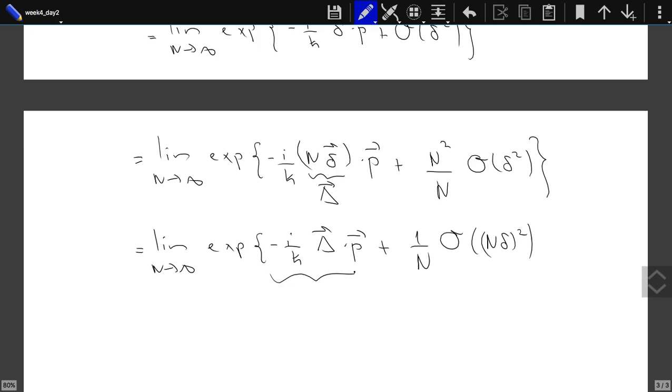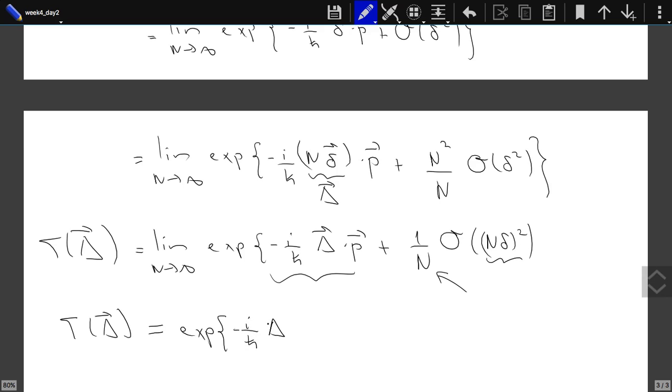Now you see, this first term is now independent of n. Delta was fixed. I'm looking for translation by delta, which is a finite translation. N times delta is a fixed number. So if I increase the value of n, those terms that are of the order of n delta squared do not change. But here I have this 1 over n term, which gets smaller and smaller, and eventually in the limit, that term just becomes 0. So I end up having T of delta is exactly equal to exponential of minus i over h bar delta dot p.